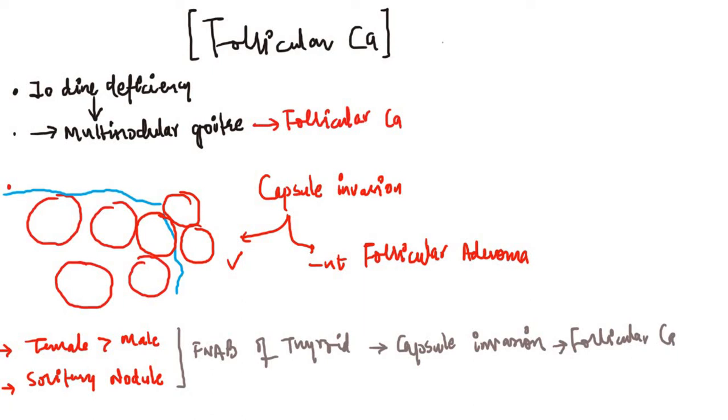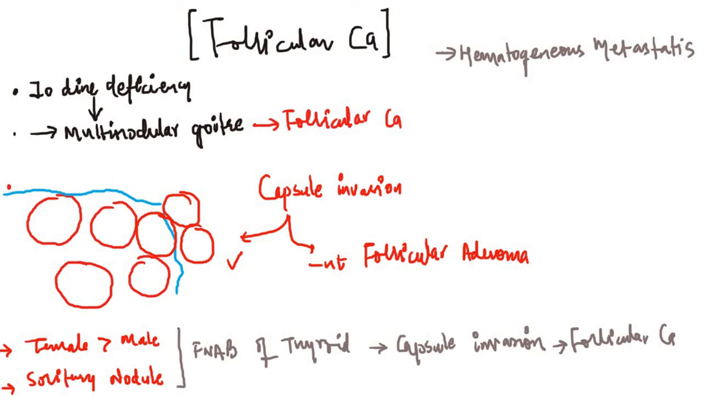Now another thing about the follicular carcinoma is that unlike the papillary carcinoma, in which the metastasis tends to be through the lymphatics, in case of follicular carcinoma, the metastasis is hematogenous. So the follicular carcinoma will show the hematogenous metastasis, and the papillary carcinoma shows the lymphatic metastasis.